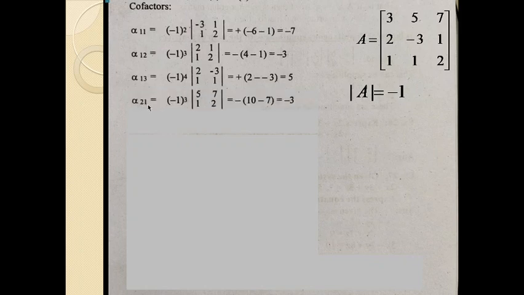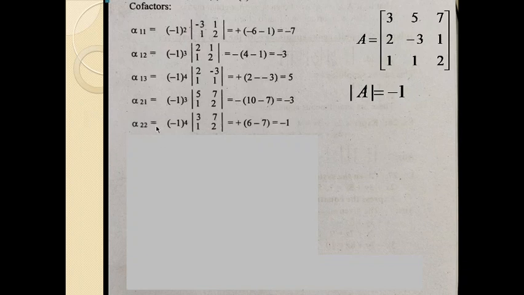Next one, alpha 2 1. We are going for the second row, first column. That is the representation of alpha 2 1. So -1 raised to 3 is 2 plus 1, 3. So when 2 is selected, corresponding row and columns are neglected. Remaining numbers are 5, 7, 1, 2. That is equal to minus, you know how this minus came, into 10, 5 into 2, 10 minus 1 into 7, 7. 10 minus 7, it is positive 3. So minus into positive 3, you will get -3.